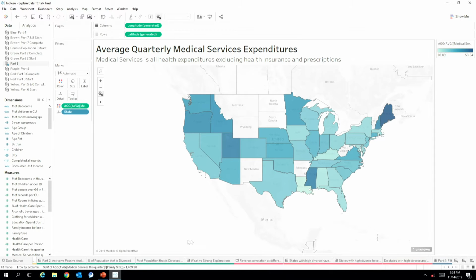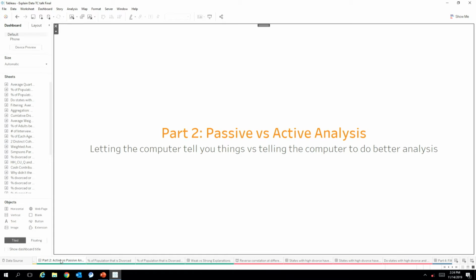All right. Let's take a look at the second example here. I'm just calling this passive versus active analysis. Passive being where you're like, tell me things, just inform me, computer. Active being more like trying to think really critically about the explanations that it's generating to guide your analysis and ask better questions. And you'll see that we'll arrive at possibly different explanations through these two different approaches.